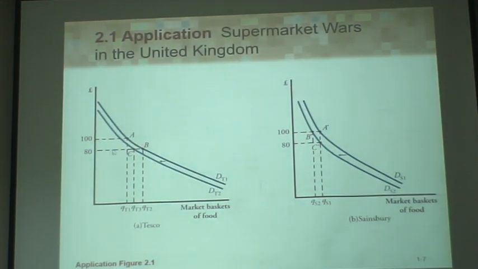And so Tesco apparently assumed he can still sell at B. But as a matter of fact, what happened now? Because Sainsbury also lowered the price, he can only sell at point C. So this is the new equilibrium for these two markets. And these two markets are competitive substitutes from the point of view of the consumers. You get it? Okay.